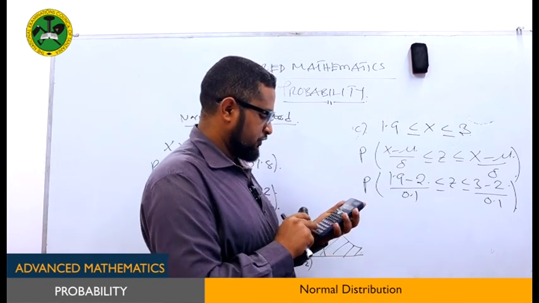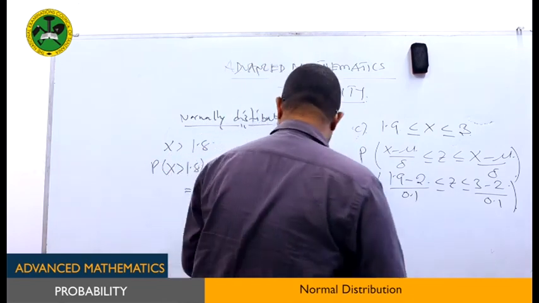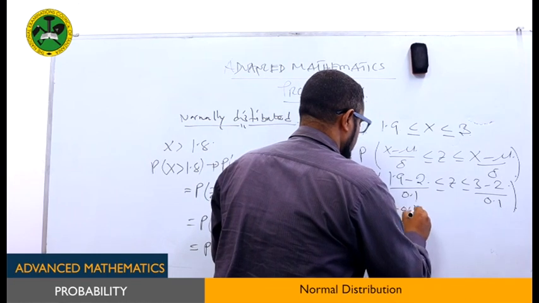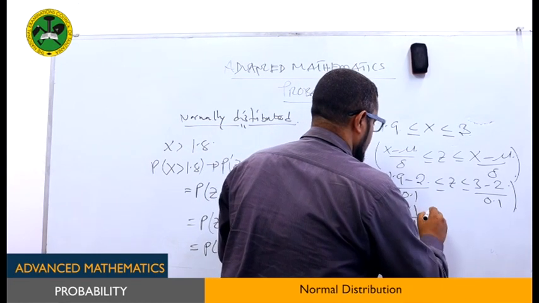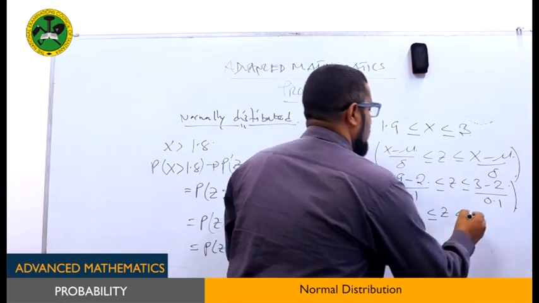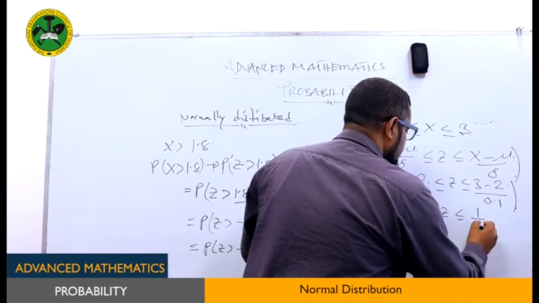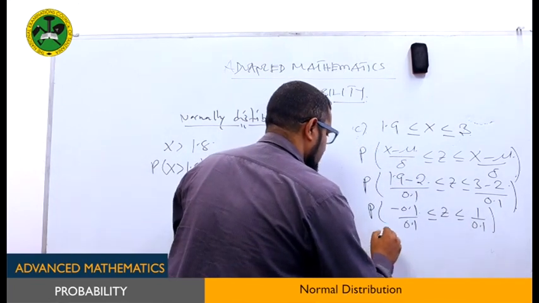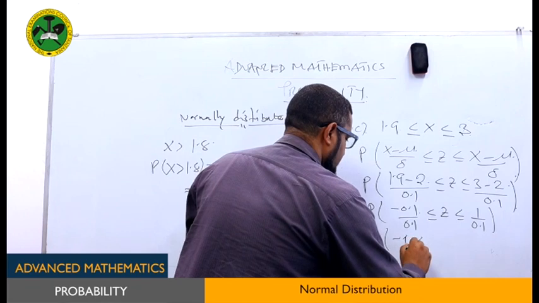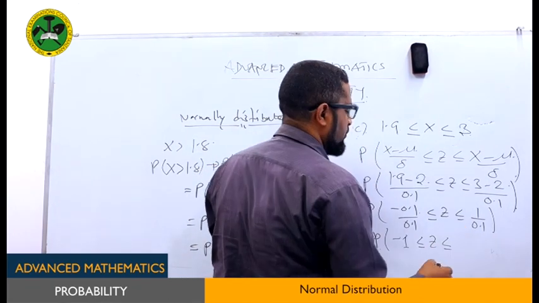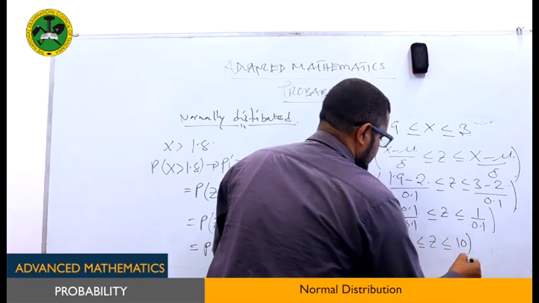1.9 minus 2 is negative 0.1, divided by 0.1, less than or equal to z less than or equal to 1 divided by 0.1. So if you divide, you'll end up having negative 1 less than or equal to z less than or equal to 1 divided by 0.1, which is 10.